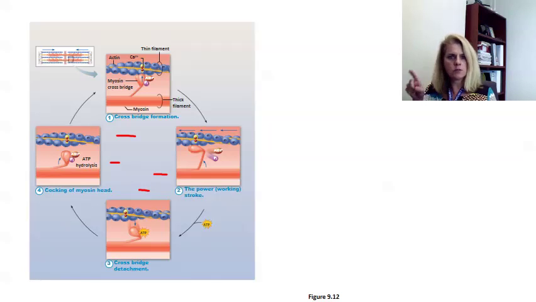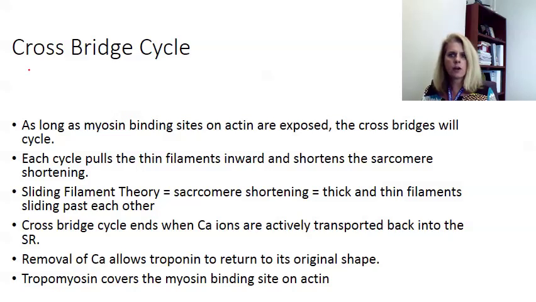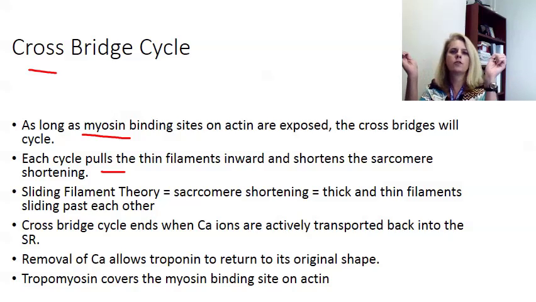And this continues in a cycle as long as calcium is in the cytoplasm to bind that troponin. So this cross-bridge cycle, as long as those myosin binding sites on actin are exposed, these cross-bridges will cycle. With each cycle, the thin filaments are pulled inward and the sarcomere shortens. So you can think of the myosin like a ratchet pulling the actin closer and closer together, shortening the sarcomere. This is called the sliding filament theory.